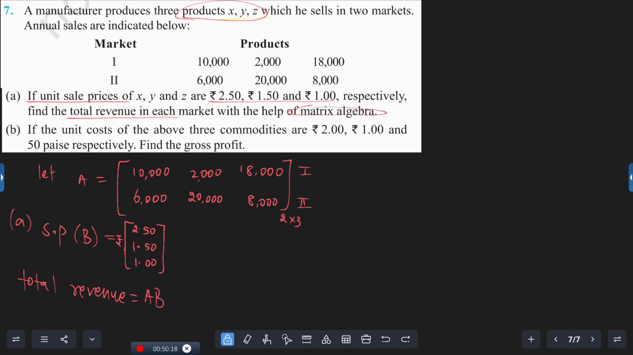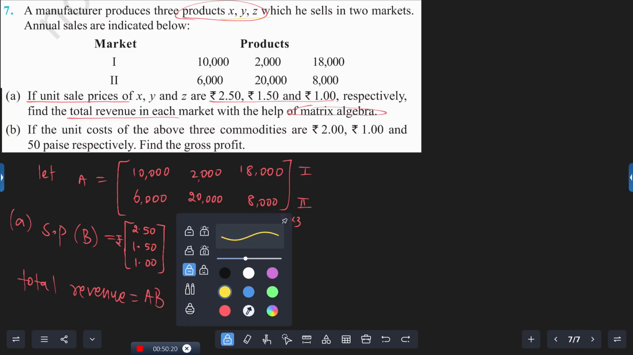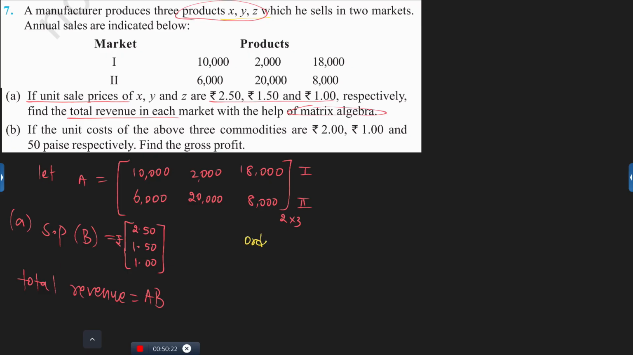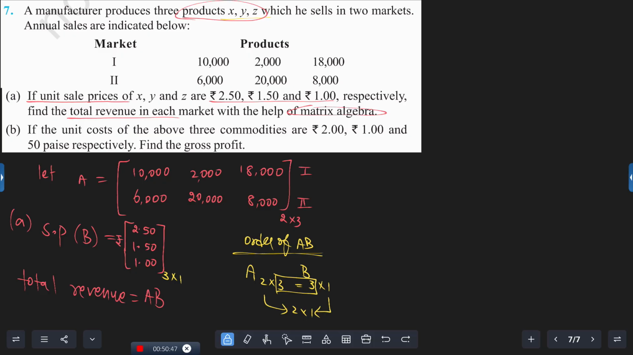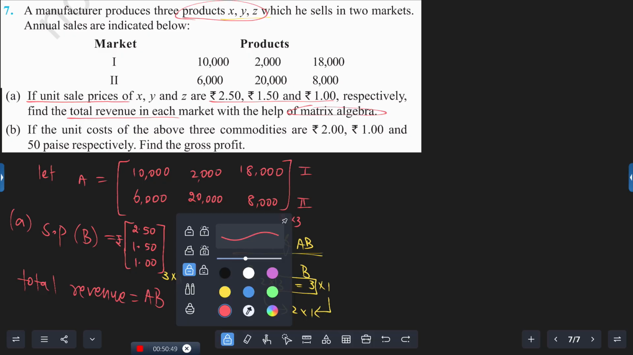Before that, whether the matrix product AB is possible to exist, you have to check the order of AB. The order of A is 2 by 3 and the order of B is 3 rows, 1 column. So this 3 must be the same, yes. So your answer will be 2 by 1. Right, fine. Let's go to the product.